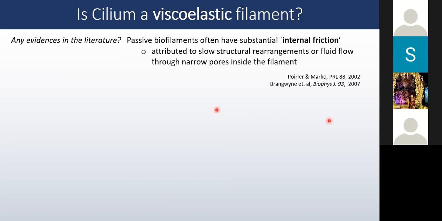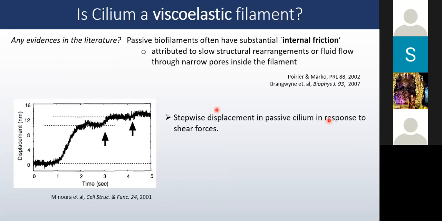Now there are a few papers which propose this, and I have taken out the easiest example so that you can relate. This is the displacement versus time curve for a passive cilium in response to shear forces. So I have 2 needles placed on the passive cilium, and remember, passive cilium means the dynein motors are inactive. So I am applying shear forces and looking at the response.